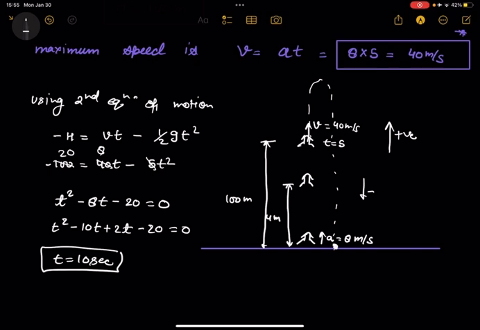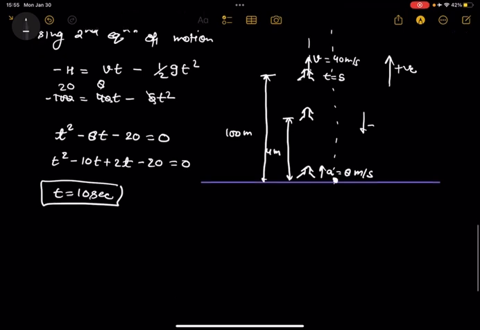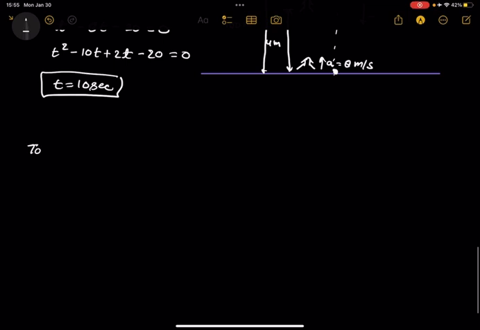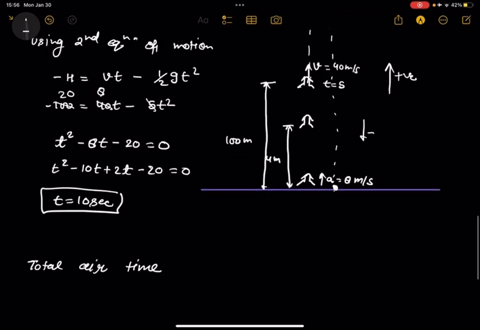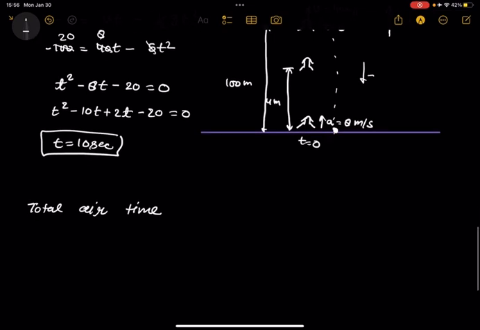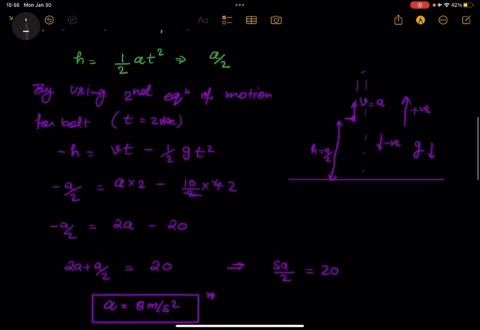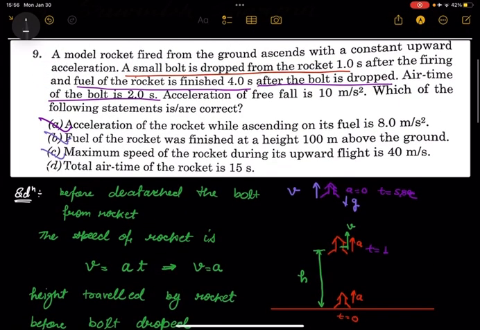Now this time is also after 5 seconds. So the total air time is from t equal to 0 to t equal to 5 this, and t equal to 5 to t equal to 10 is this. So the total time is 5 plus 10, that is 15 seconds. So all the given answers are correct.